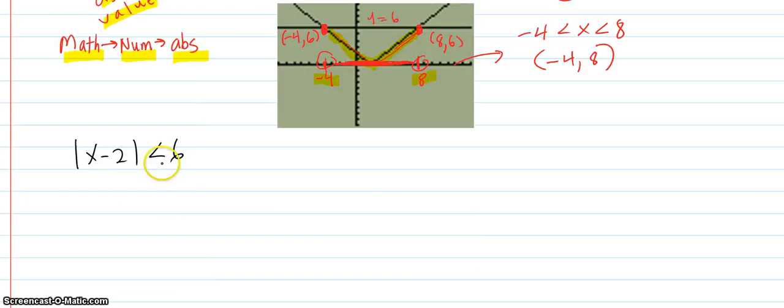Now let's do it by hand just to check it out. So you can draw your number line and put the 0, and the distance that the absolute value of x minus 2 is away from 0 is 6. So you have a 6 here and negative 6 there.